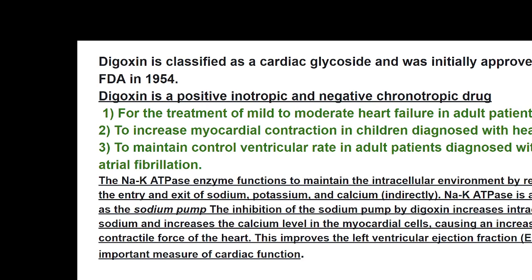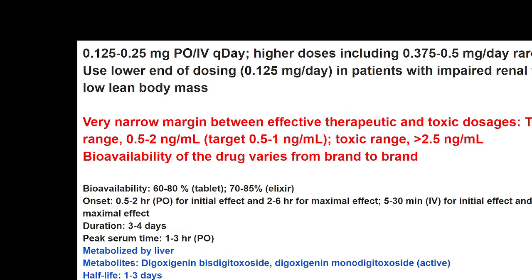The pharmacological mechanism of action is that digoxin acts upon the sodium pump. That sodium pump is the enzyme sodium potassium ATPase, which regulates the flow of sodium and potassium across the myocardial cell membrane. This inhibition of the sodium pump increases intracellular sodium as well as the calcium level in the myocardial cells. It's very important: the calcium level in myocardial cells increases when digoxin is given, and this results in increased contractile force of the heart. The heart becomes more contractile, and the ventricular ejection fraction increases, and that's how the heart pump is benefited.